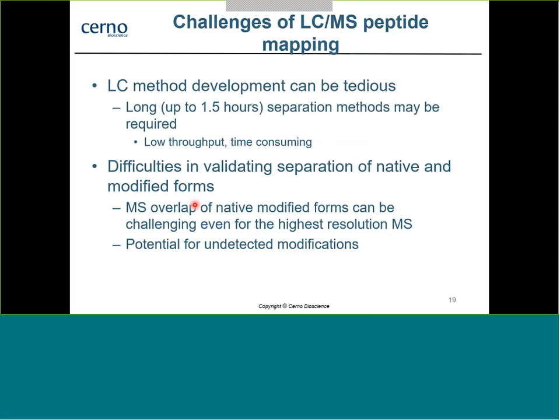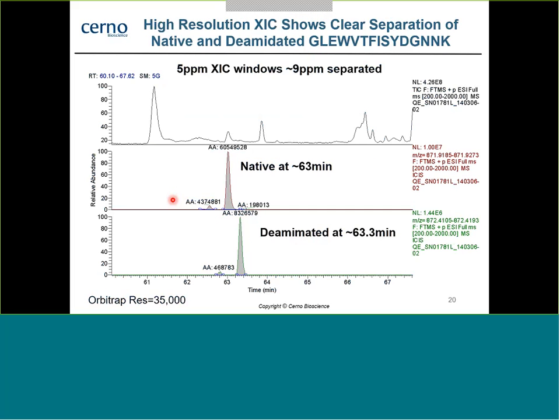The other problem with it, and this is perhaps more serious, is how do you validate that you're actually separating the native and the modified forms? This is a challenge. The MS overlap of native and modified forms can be challenging, even for the highest resolution mass spectrometers, and we're going to look at that today. It's actually quite interesting. And there's a potential, and this is the bad part, for basically not being able to detect these modifications due to these interferences. And again, we're going to look at a particular example today.